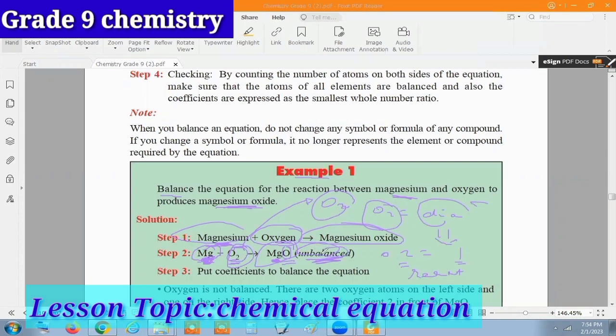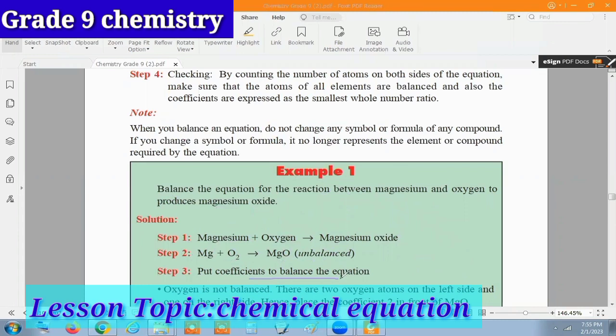Then we have to use appropriate coefficients. Put coefficients to balance the equation. We can use trial and error.